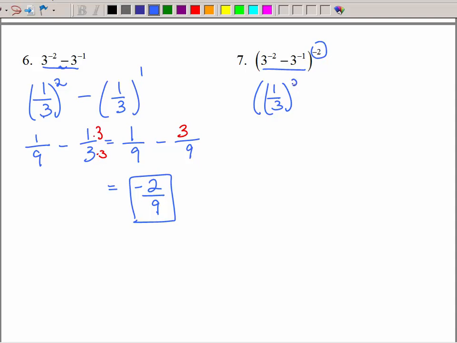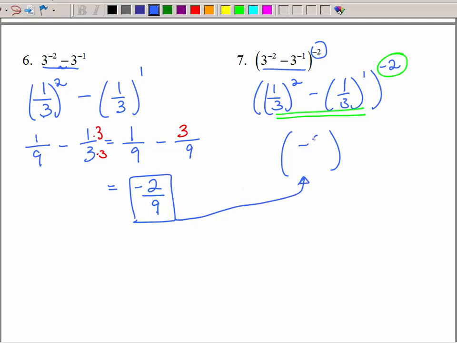I'd have 1/3 squared minus 1/3 to the 1st power. And I'm going to have to take care of the outer exponent after I do inside the parentheses. Now since I've already done that on problem number 6, I'm going to skip some steps and just put that answer here. So I know that's negative 2/9, but that's still raised to the negative 2 power. Now how do I make that exponent positive? Again, take the reciprocal of the base. It stays negative. Taking the reciprocal of the base does not change its sign, but I am going to change the sign of the exponent.